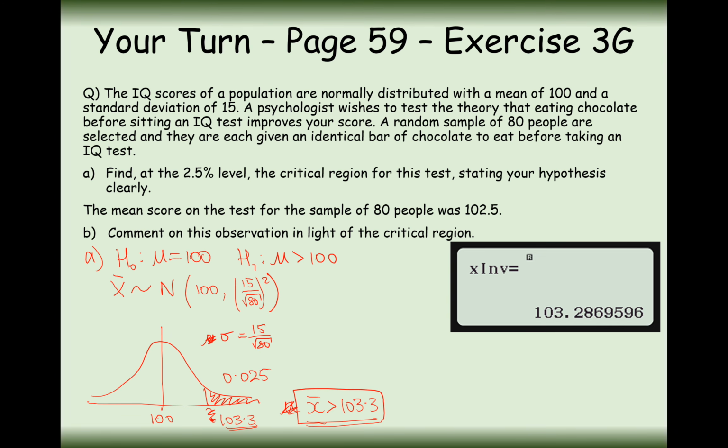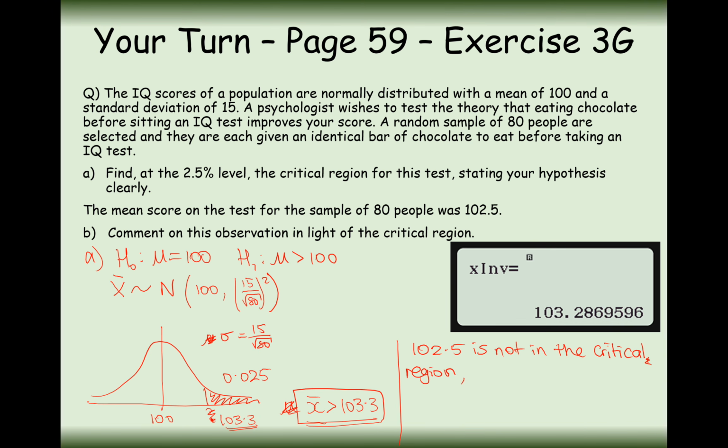The mean score on the test of a sample of 80 people was recorded at 102.5. Comment on this observation in light of the critical region. So in this case here, 102.5 is not in the critical region. It's not in the critical region. So we're going to have to say something about the hypothesis and something about the conclusion, linking it back to the question here. So it's not in the critical region.